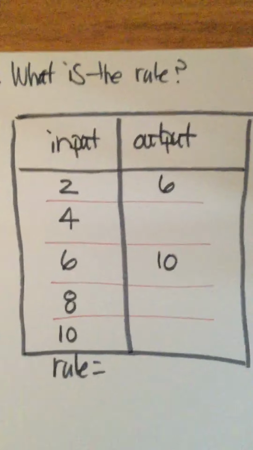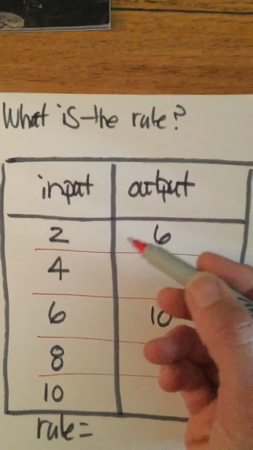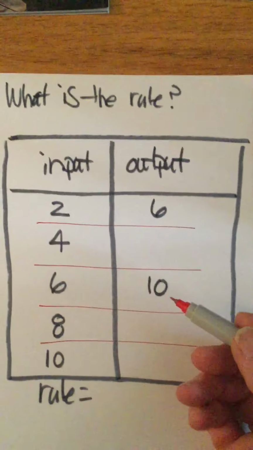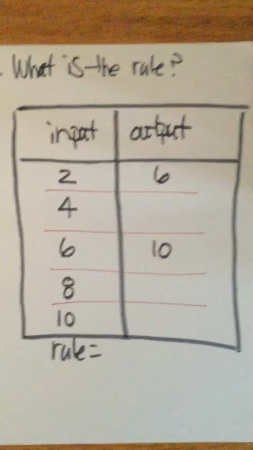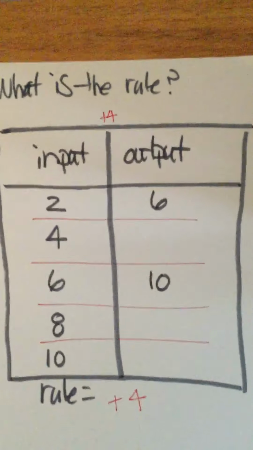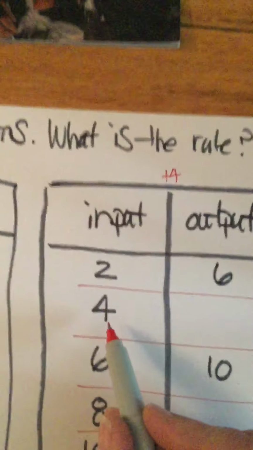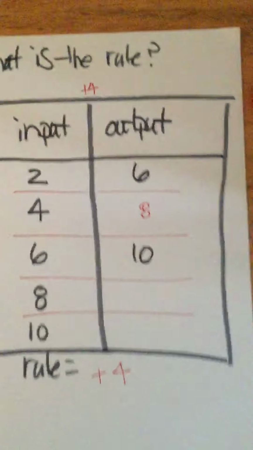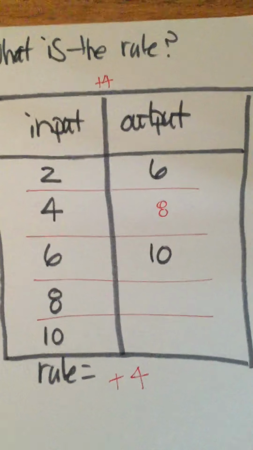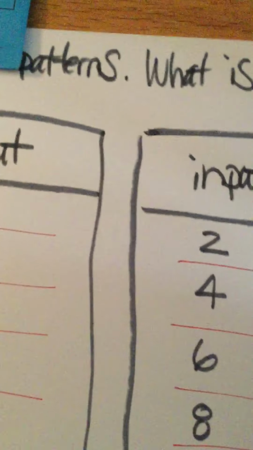What's another relationship between 2 and 6? I know that 2 plus 4 is 6. 6 plus 4 is 10. So I know now that my rule is plus or adding 4. And as a reminder, I'm just going to put it on the top so when I'm doing this, I don't forget. 2 plus 4 is 6. So 4 plus 4 is 8. 6 plus 4 we know is 10. 8 plus 4 is 12. And then 10 plus 4 is 14.